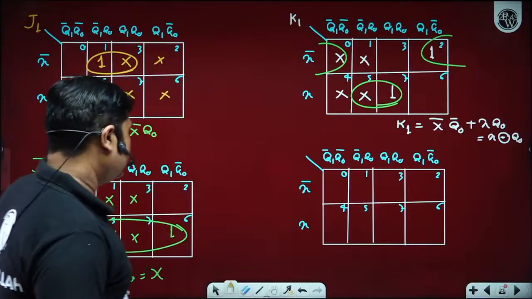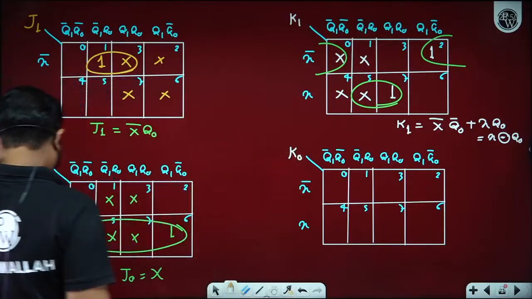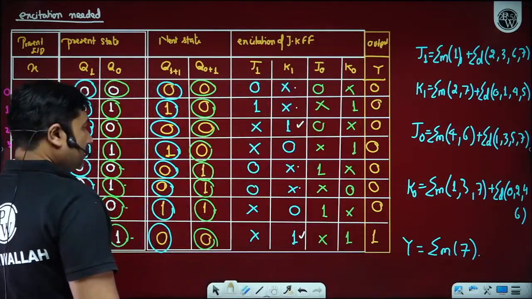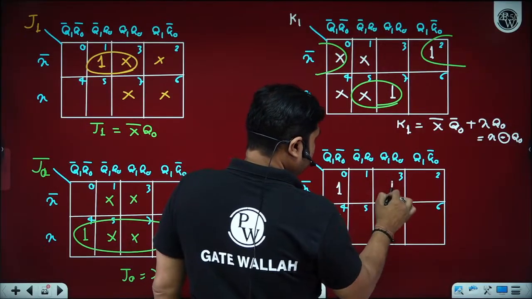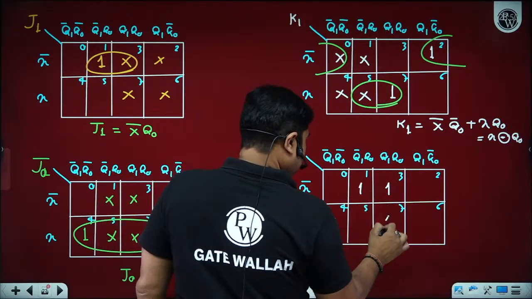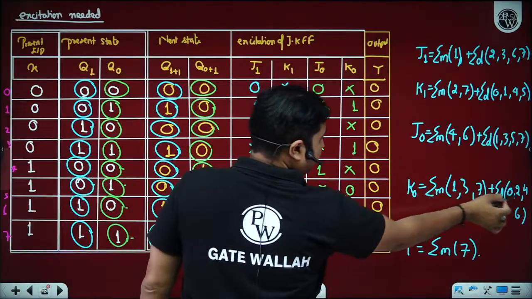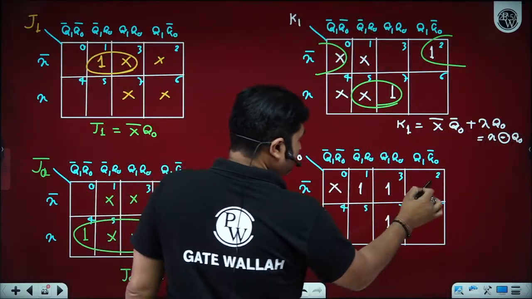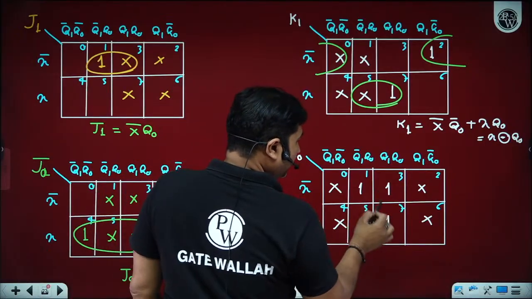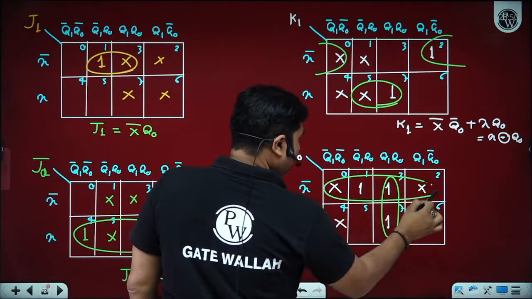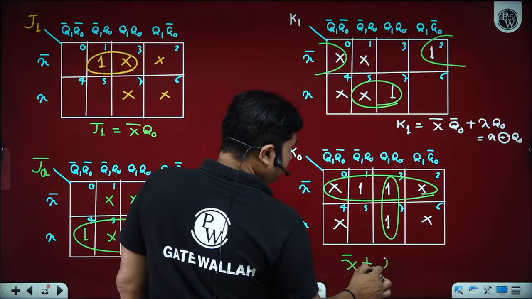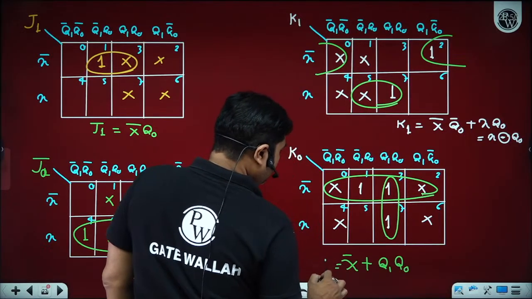Okay. Yes, sir. Now observe for K0. For K0, we are getting 1, 3, 7, and don't cares 0, 2, 4, 6. So if you observe, we have only 2 groups possible, 1 pair and 1 quad. So a quad will give you X bar and pair will give you Q1 Q0. So this is your K0.